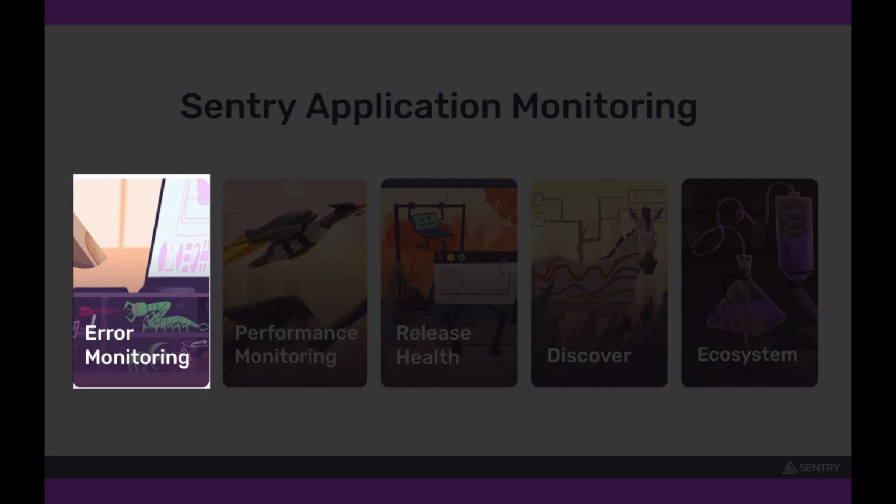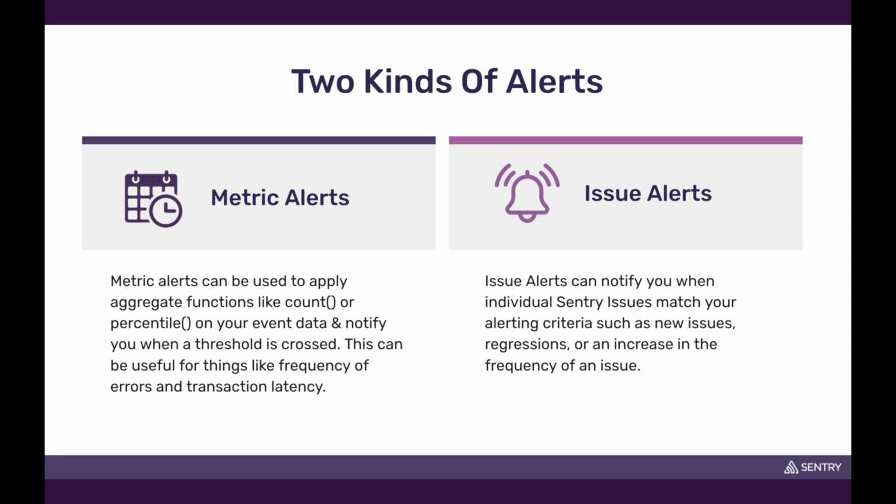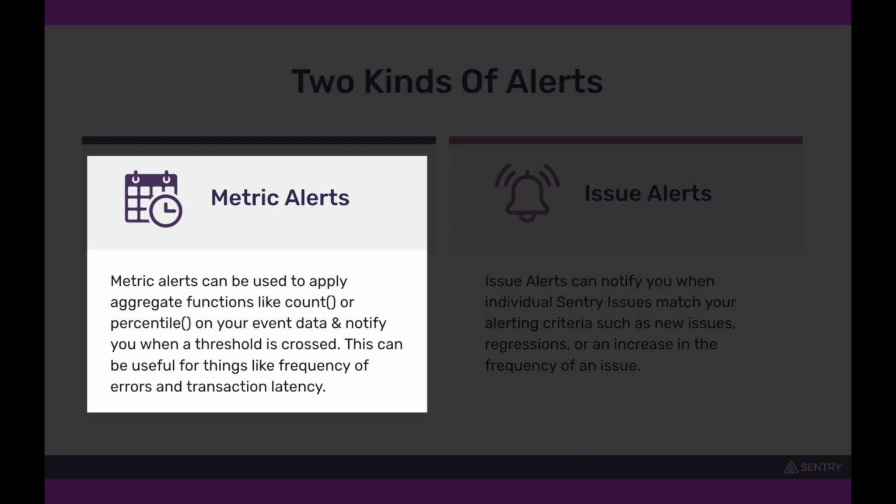Let's go through some best practices on how to set up alerts within error monitoring. As you probably know, Sentry groups error events into issues based on their stack trace and other factors. Metric alerts can perform various aggregations on all the events in your project, regardless of which issue they belong to, and tell you when their frequency exceeds or goes below a threshold, while issue alerts tell you about changes in individual issues, such as when a new issue is created.